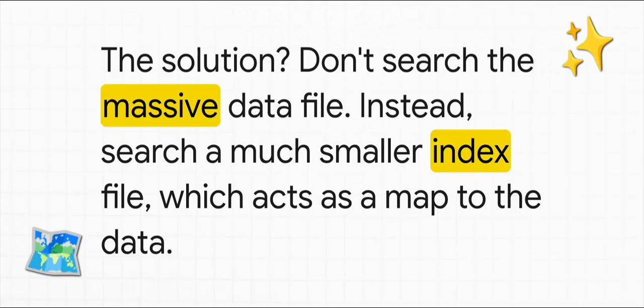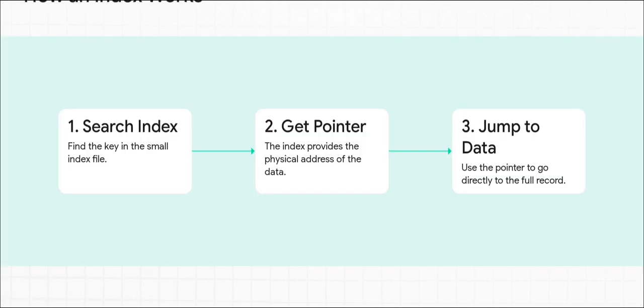Here it is. This is the big aha moment. With indexing, the database completely stops searching through the massive data file itself. Instead, it searches a much smaller file, the index, which basically acts as a map, telling the system exactly where to find the data it's looking for. The process is just brilliantly simple.